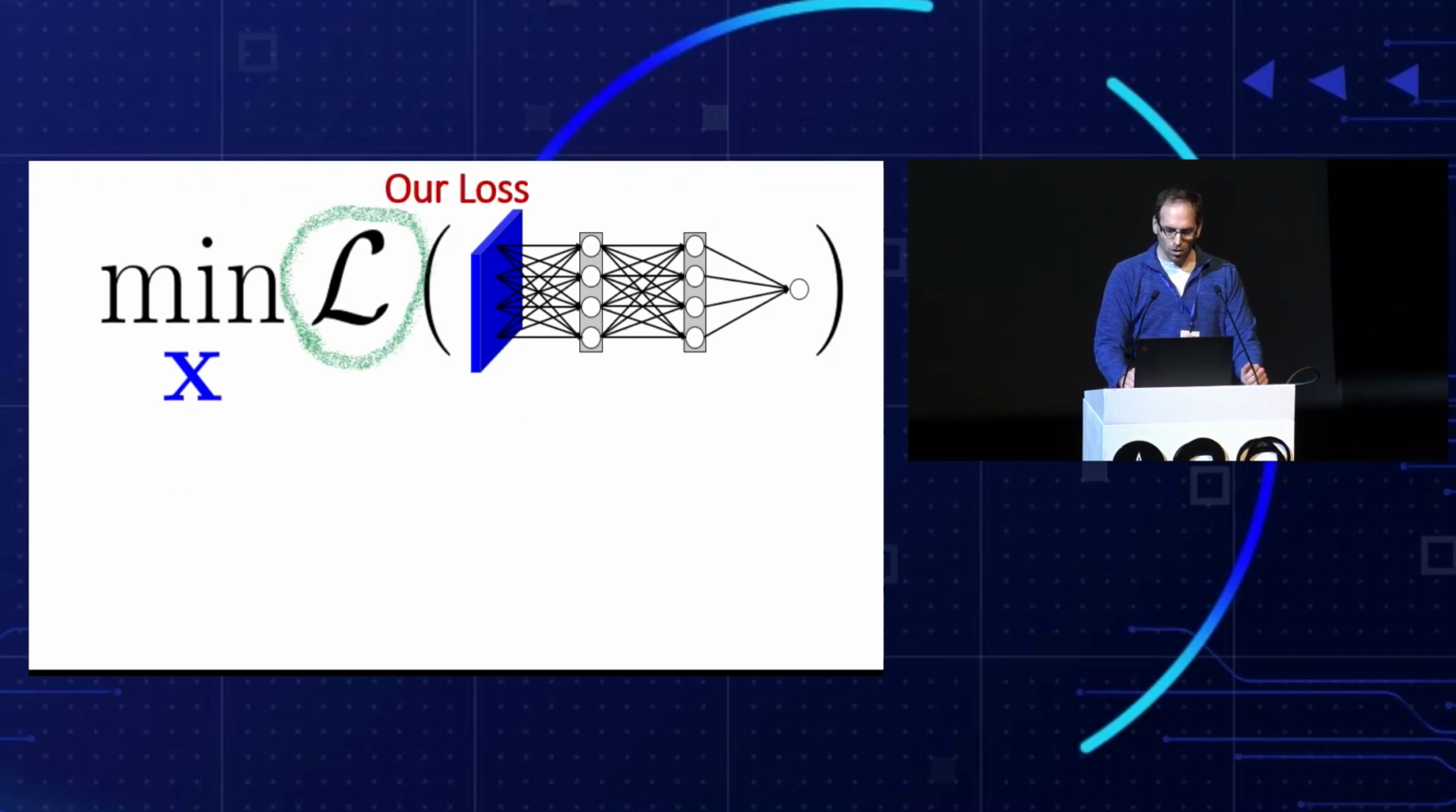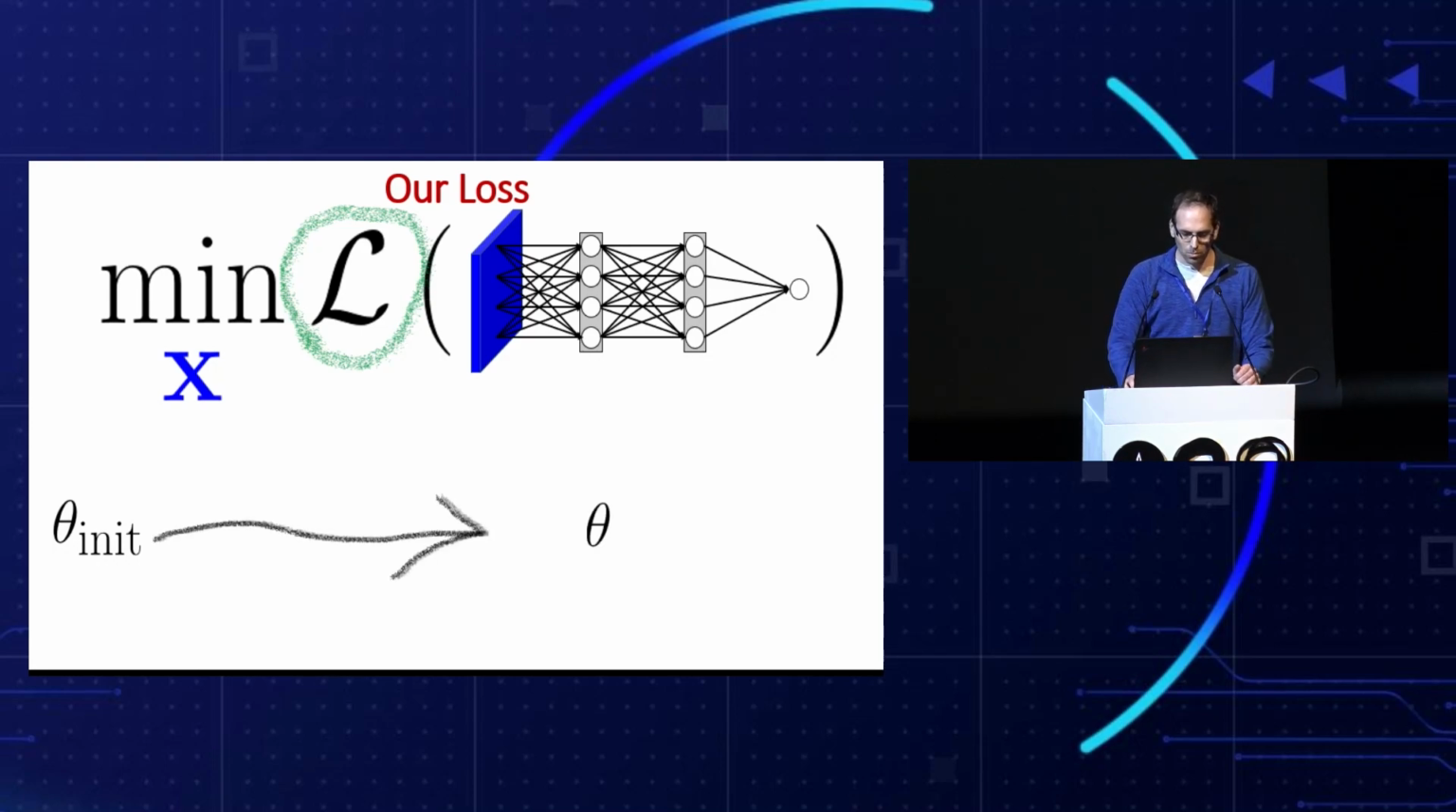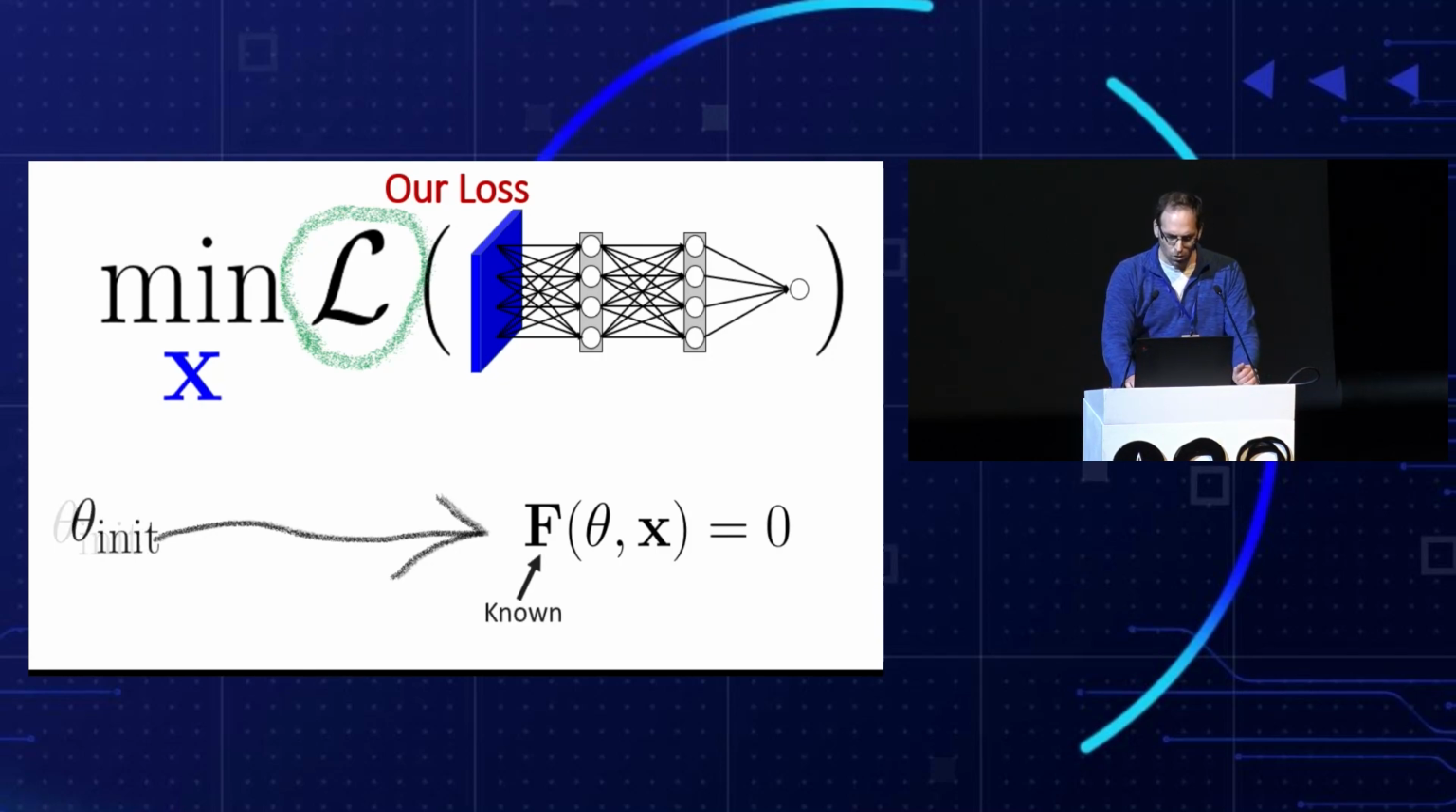The nice thing about our loss function is that it is derived from a fundamental theoretical result. It was shown that for some neural networks, when training with gradient descent, the parameters of the model converge to a very specific solution, one that can be specified by a set of equations. Knowing this set of equations and the parameters of the model, we are only left with optimizing over the inputs in a way that satisfies this set of equations.